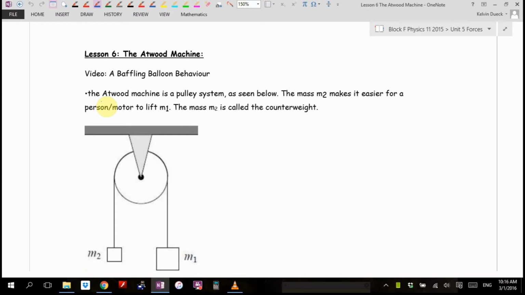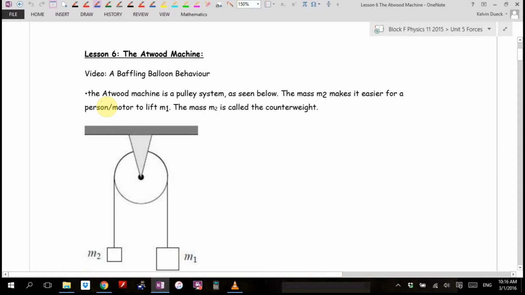An Atwood machine is a pulley system, as shown below. Or if you want to look up, here's an Atwood machine. An Atwood machine is where you have two masses hanging from a rope with a pulley where my top hand is. And so when one mass goes up, the other mass goes down. And here's the thing, are they connected by a rope? Then they must accelerate at the same rate.